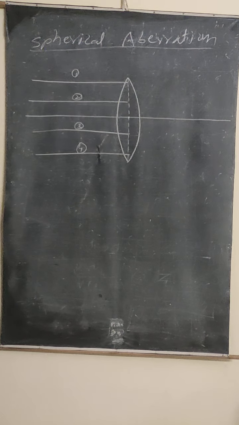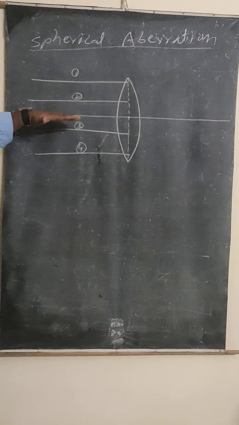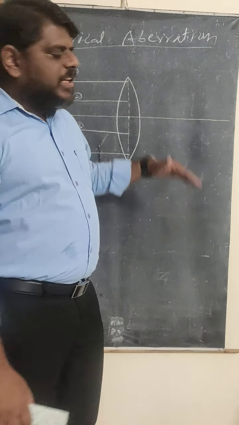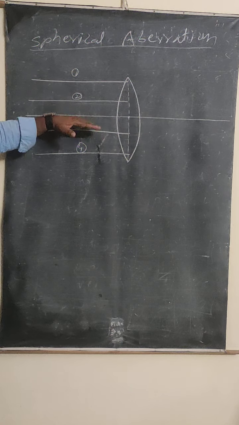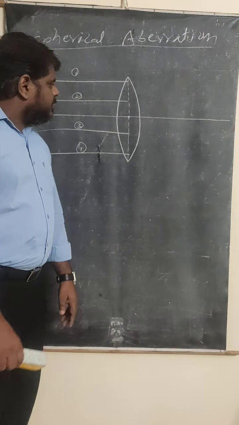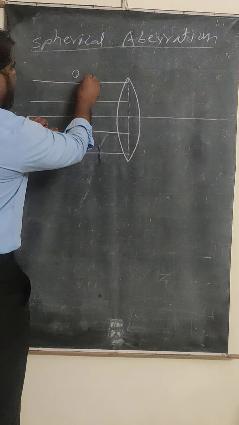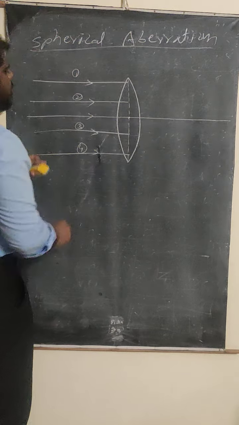You take four rays, and the fifth ray you take along the principal axis. We already know that a ray of light passing through the principal axis or the optical center does not refract; it travels in a straight line. That's why we do not consider the ray of light passing along the principal axis. So you take the four rays 1, 2, 3, 4, and the direction is like this. These rays travel in this direction.